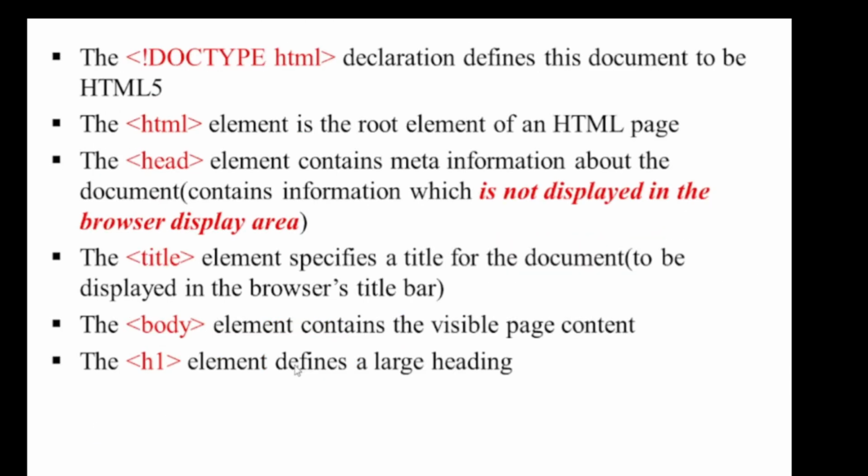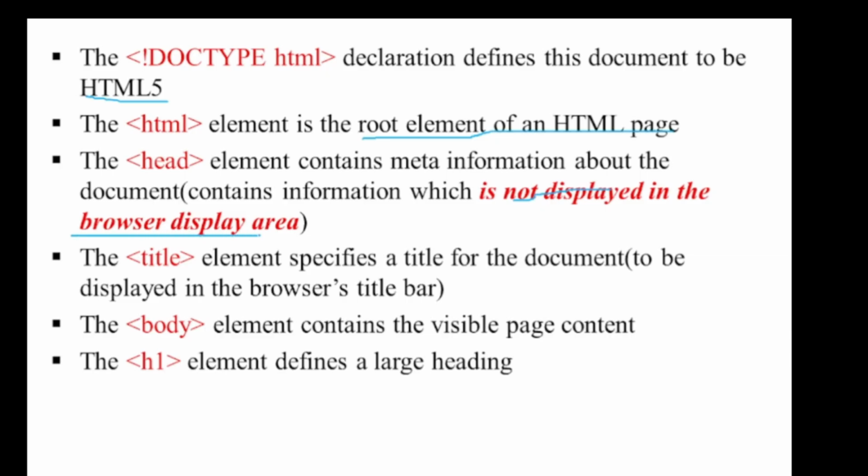Let us define each structure. Why do we use the document type HTML? It is the declaration that defines this document to be HTML5, the latest version of HTML. What is HTML? It is the root element of every HTML page. Head contains meta information about the document, but it is not displayed in the browser.